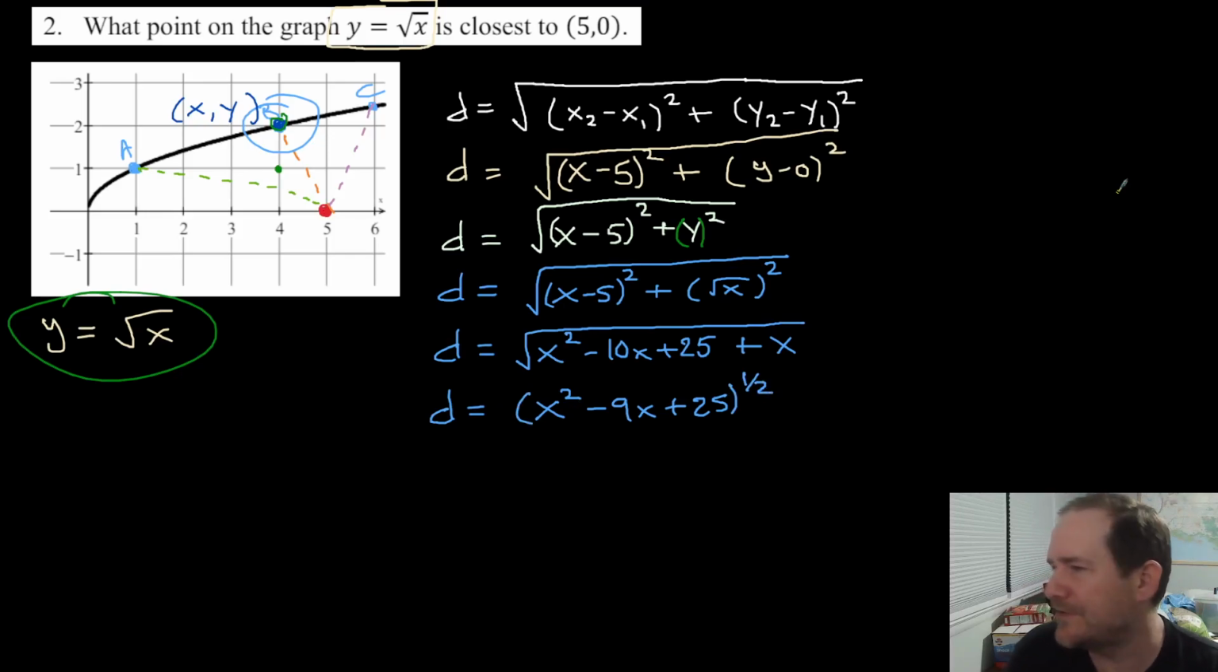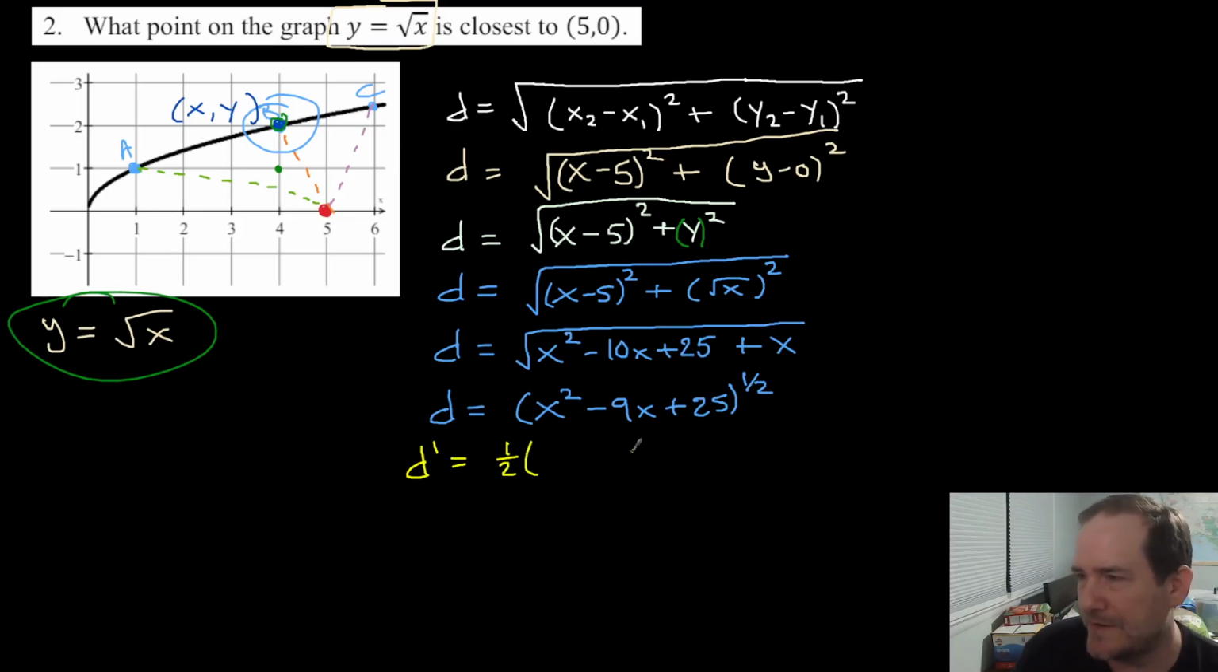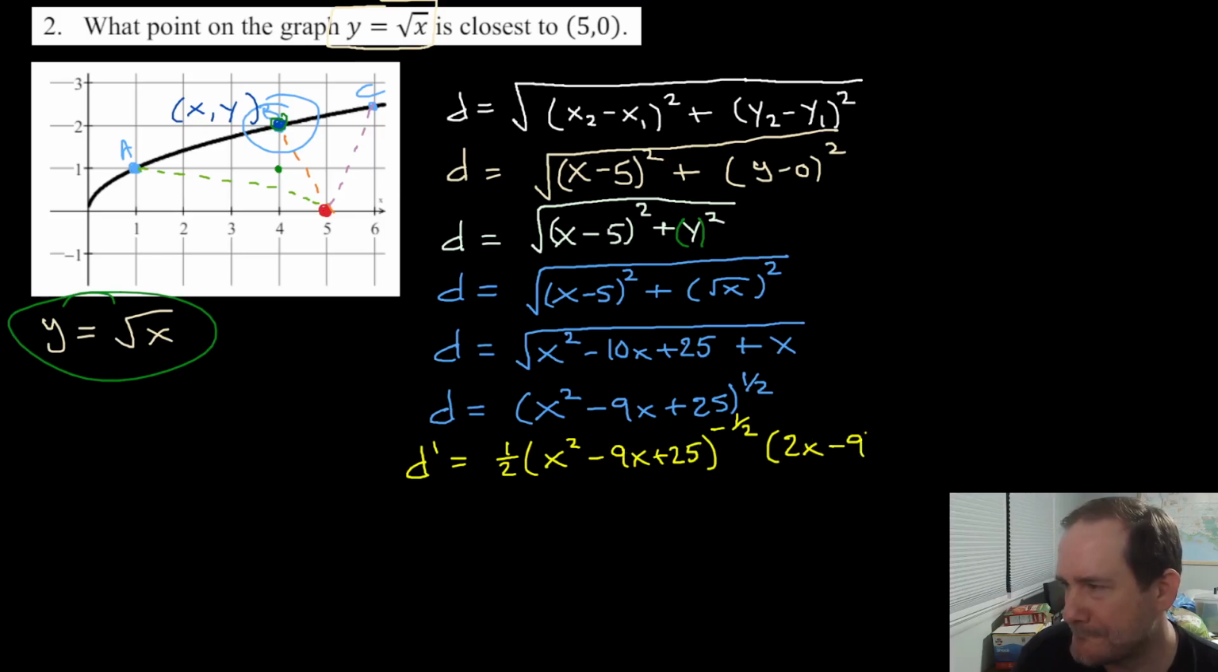So now we can differentiate, and we'll get ourselves a d prime that equals, well, let's see, we multiply by 1/2, so that gives us a coefficient of 1/2. We leave this inner function alone, x squared minus 9x plus 25. Then we subtract 1 from our power, so that goes down to negative 1/2. Then we chain rule out the derivative of the inside, which is 2x minus 9. All right, that's our derivative. Not very good looking, but that's okay.